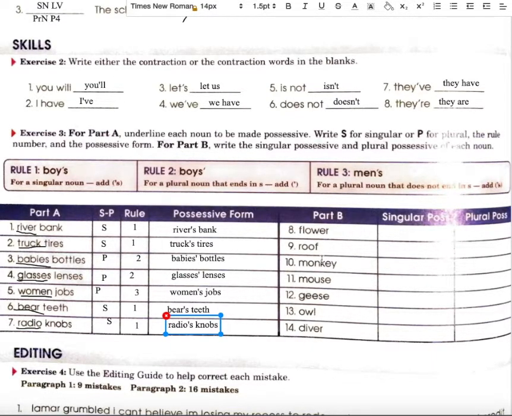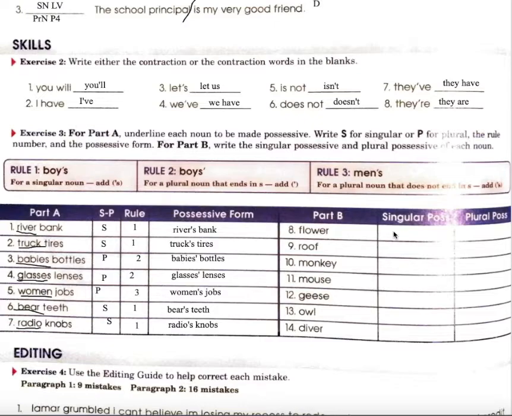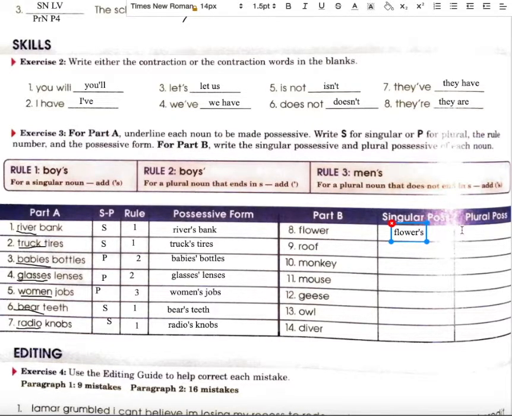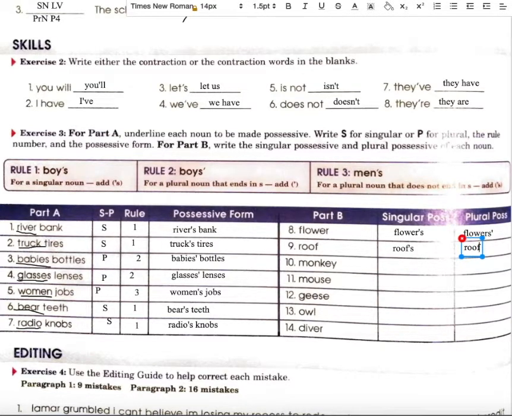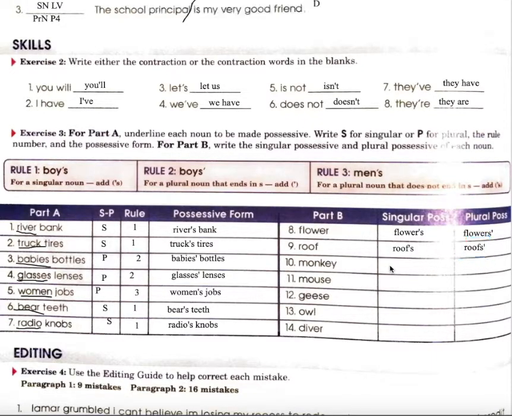Flower. The singular possessive of flower is flower, apostrophe S. The plural possessive form is flowers, apostrophe. Roof. The singular possessive is roof, apostrophe S. The plural possessive is, well, let's make it plural first. Roofs, apostrophe.